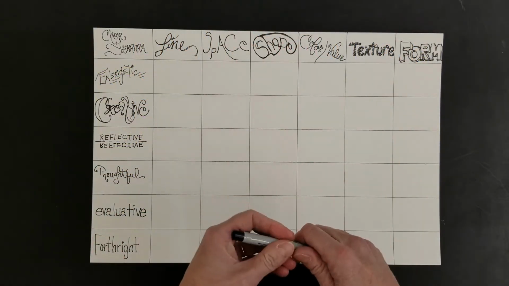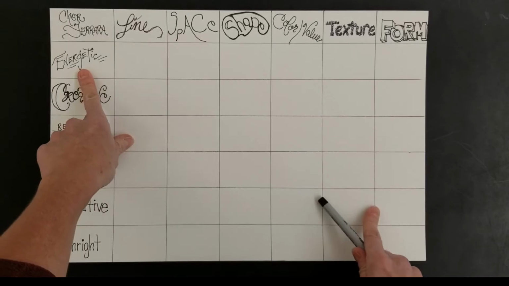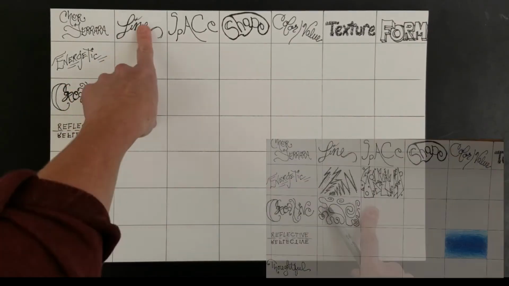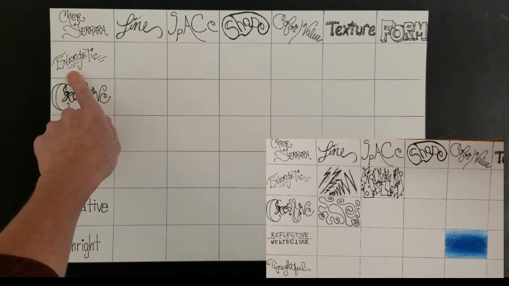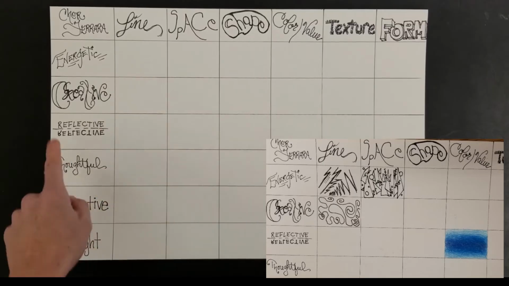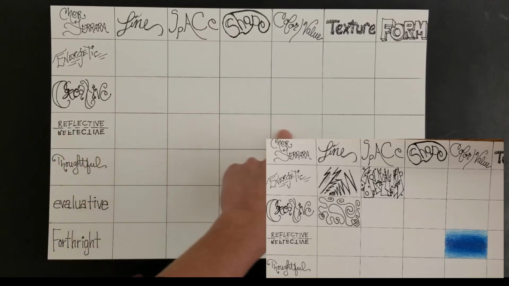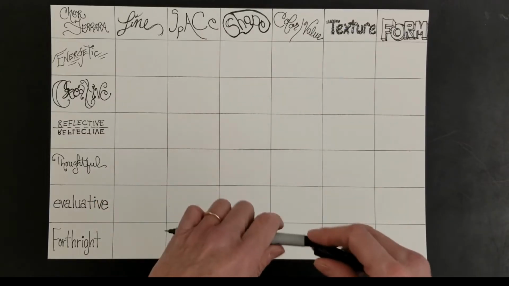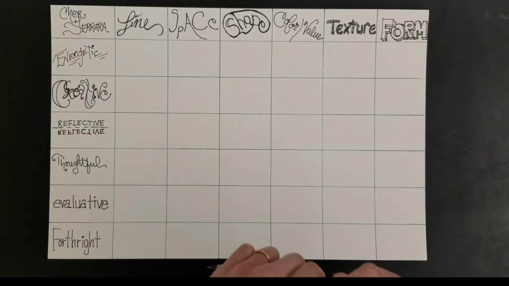You are thinking, now, what is my personality trait and what does an energetic line look like? What does an energetic space look like? What does a creative line look like? What does a reflective color look like? And this is what you are doing throughout your whole chart.